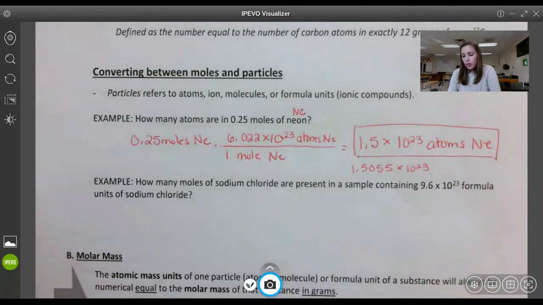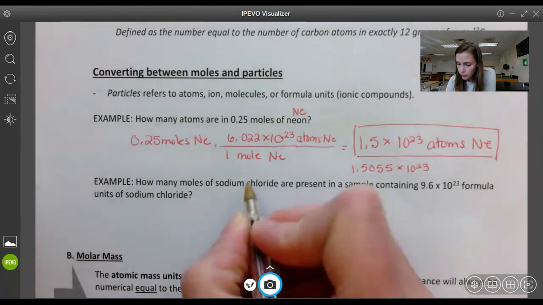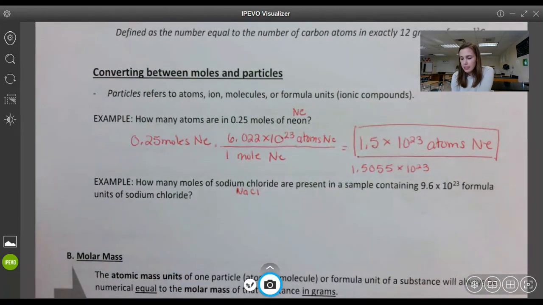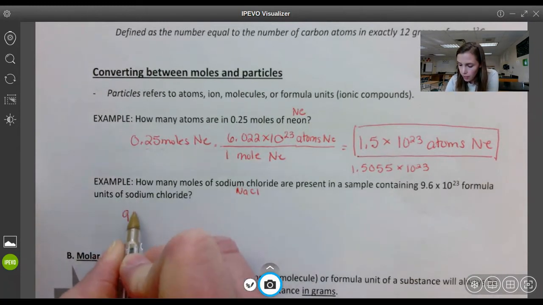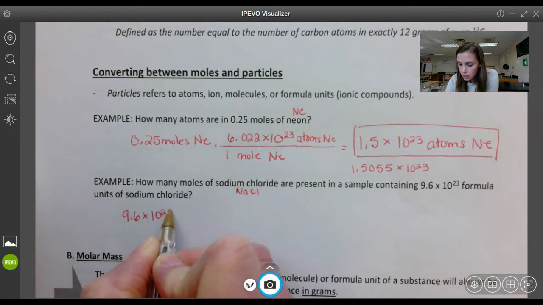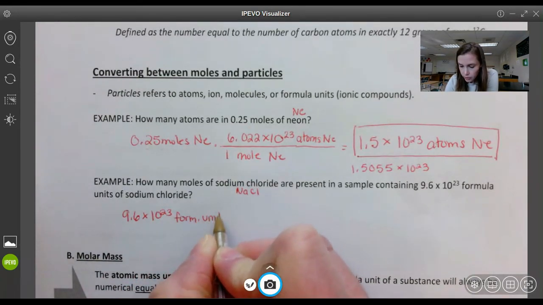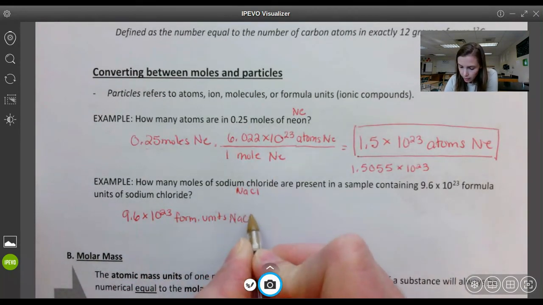Okay. Feel free to pause the video and try out the next one on your own, but I'm going to go ahead and go through this next one. So this says, in this case, how many moles of sodium chloride, and remember sodium chloride, you're going to need to know the formula, NaCl, are present in a sample containing the 9.6 times 10 to the 23 formula units of the sodium chloride. So we're going to start with that given amount. So I have 9.6 times 10 to the 23rd formula units, and this is of our NaCl.